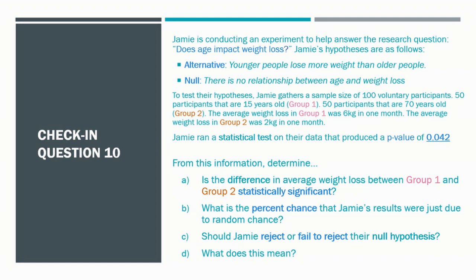Is the difference in average weight loss between group 1 and group 2 statistically significant? What is the percent chance that Jamie's results were just due to random chance? Should Jamie reject or fail to reject their null hypothesis? And then finally, what does this actually mean?